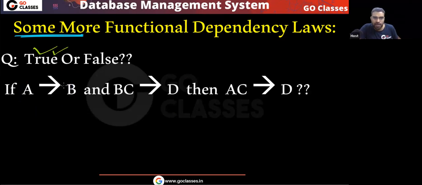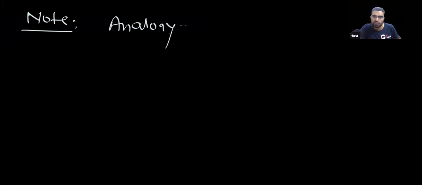See, very simple. A determines B. Remember, A has the power to determine B. Who is more powerful, A or B? A has the power to determine B. Who is more powerful? Tell me. A simple question I'm asking. Okay, this is just an analogy, nothing else.